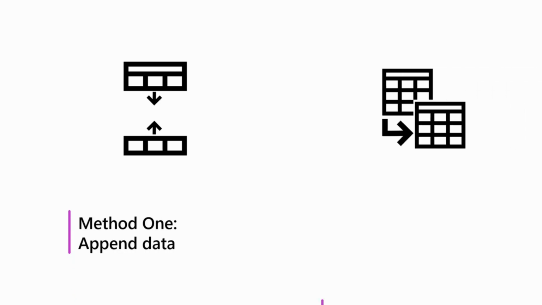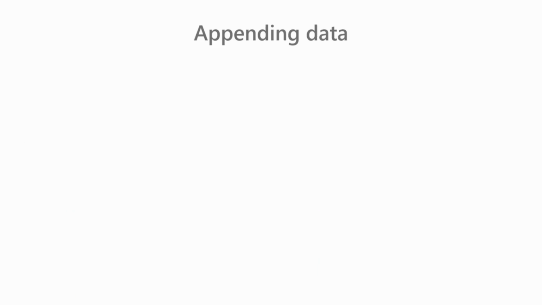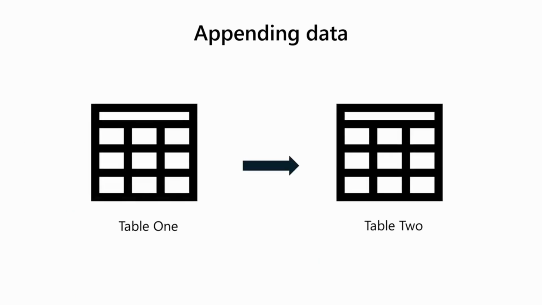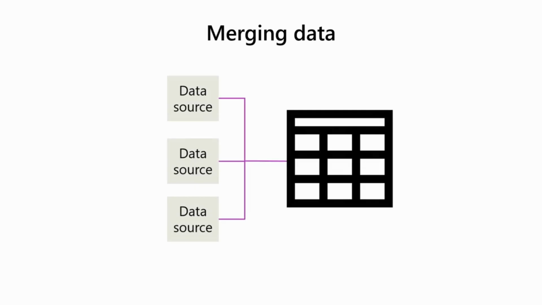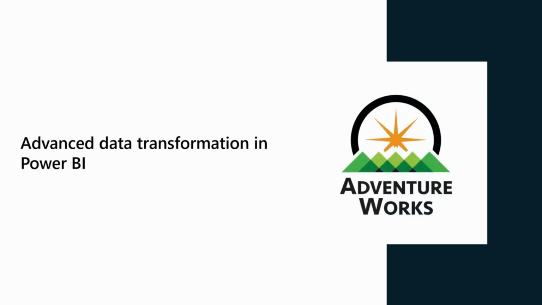You then reviewed the two main methods for combining data in Power BI, which are append and merge. Append means to add one table row or query to another. Merge means consolidating data from multiple data sources into a single table. And you examined the process for combining tables with append in Power Query Editor. You then put your new skills to use by assisting AdventureWorks with appending tables in their database.